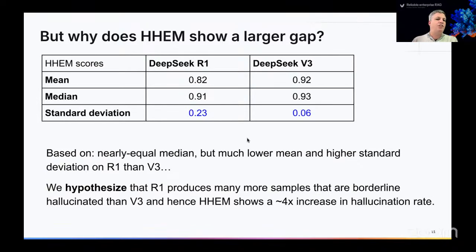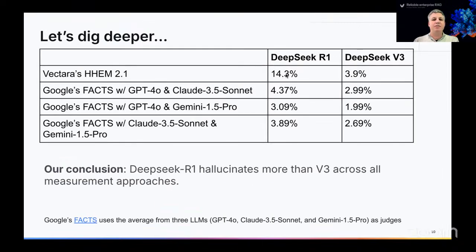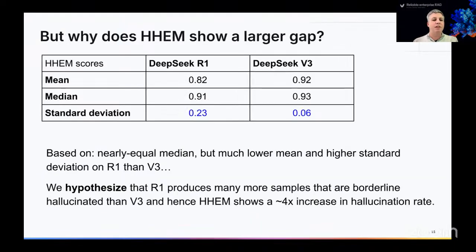Now, why does HHEM show a larger gap? We see that this is 14% and this is higher, but not that much higher. There are a lot of other criticisms on the web on using LLMs for these kinds of tasks. But we also looked at all the examples we had and measured the mean, the median, and the standard deviation of the hallucination scores. What we discovered is that DeepSeek is higher on both the mean and the median, but its standard deviation is also really, really small. That's the error bar around those scores.